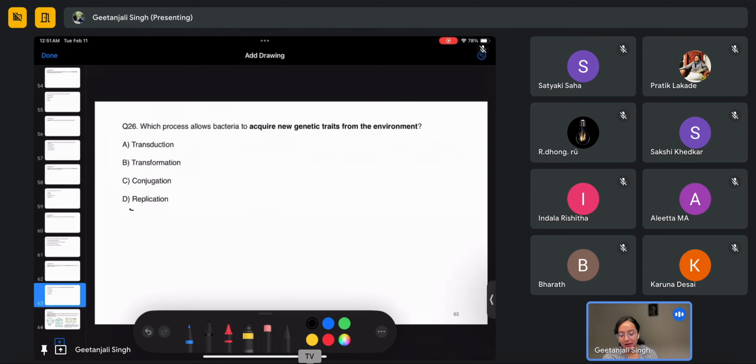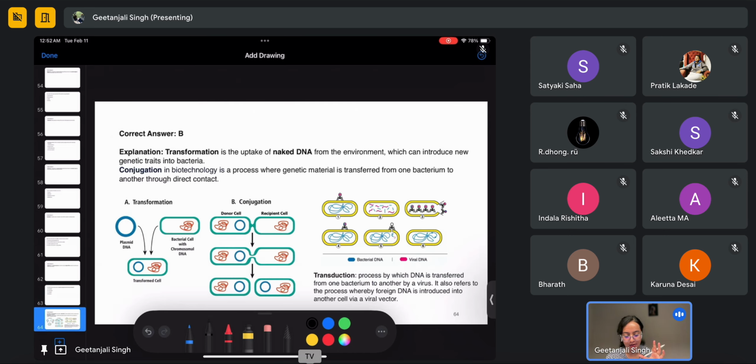We discussed replication. So, replication is basically transfer of the same genetic information from one generation to the next. It does not acquire new genetic traits from the environment. So this is out of the question. What about the first three options? Transduction, transformation, and conjugation. So let's discuss. The correct answer here is transformation. Let's discuss briefly what transformation, conjugation, and transduction are.